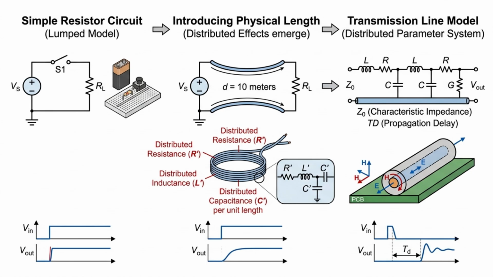A simple resistor behaves exactly as circuit theory predicts. But at high frequencies, even a short piece of wire can become part of the circuit itself. So when does a circuit stop behaving like a collection of components and start behaving like an electromagnetic system?